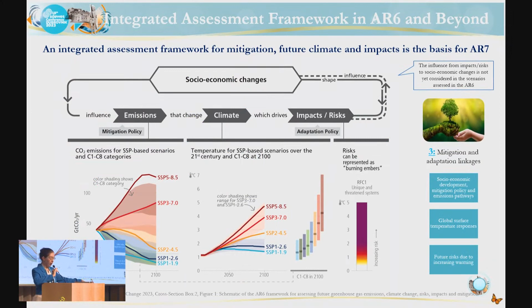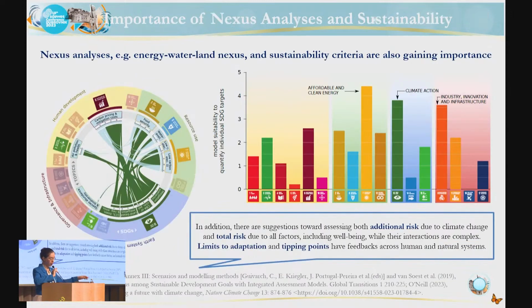Coming to my third point on mitigation-adaptation linkages, here we see that mitigation policy is influencing the emissions that change the climate, future climate and impacts. And on the right-hand side, we also see the dashed line. In this integrated assessment framework, this is because the influence from impacts and risks to socioeconomic changes is not yet considered in the scenarios assessed. So this is an opportunity.